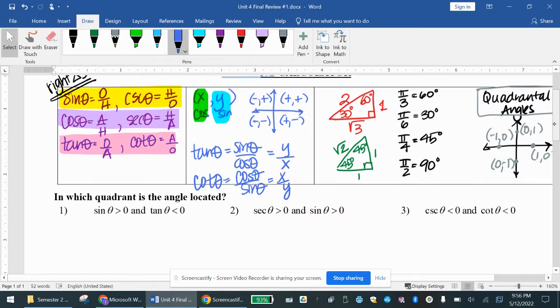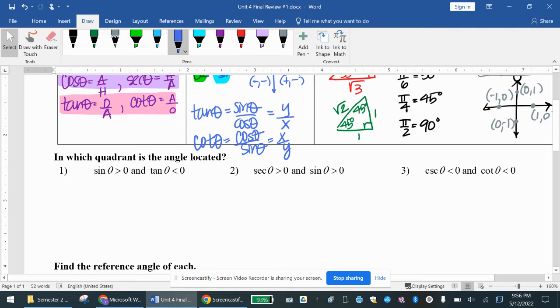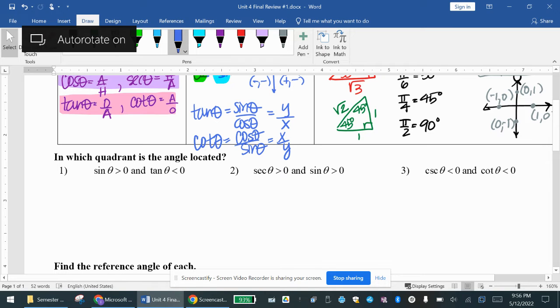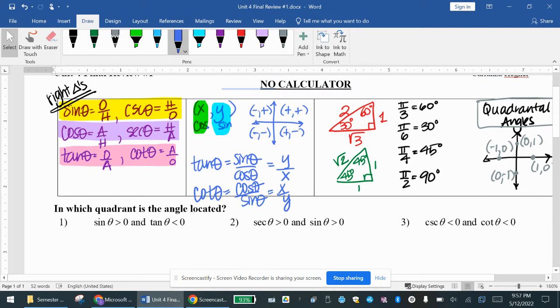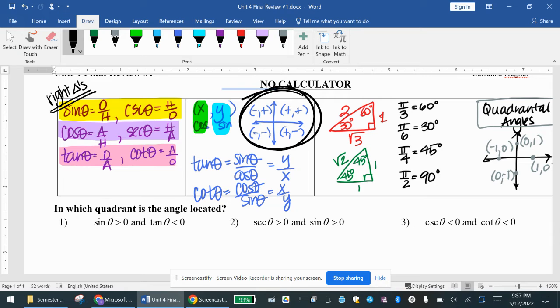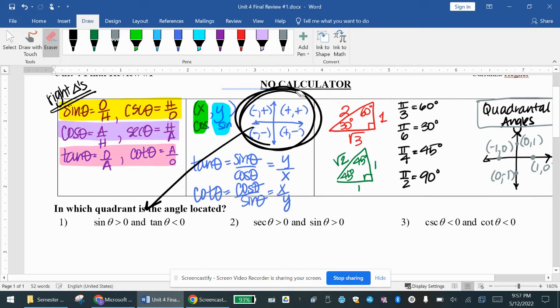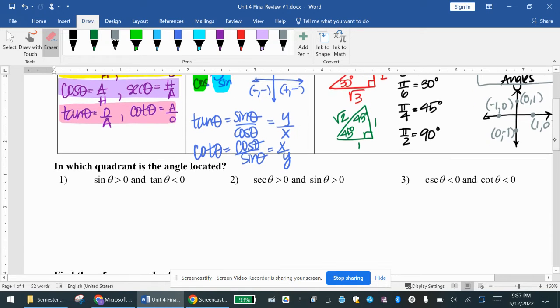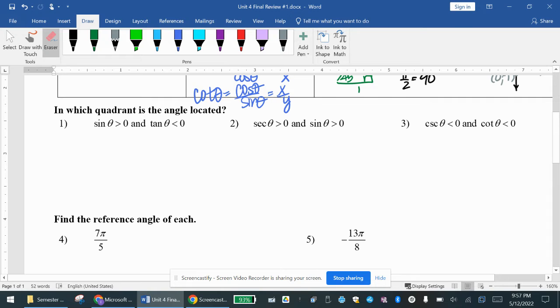All right, so let's talk about these first two examples. They're asking you in which quadrant the angle is located. So they're going to give you just enough information to figure that out. Just think back to what we talked about over here. I'm going to circle this just so you guys know this is what we're going to be using for this, okay? The fact that x and y values have their own unique signs, positive or negative, depending on what quadrant it's in. So you kind of have to translate the clues to help you.